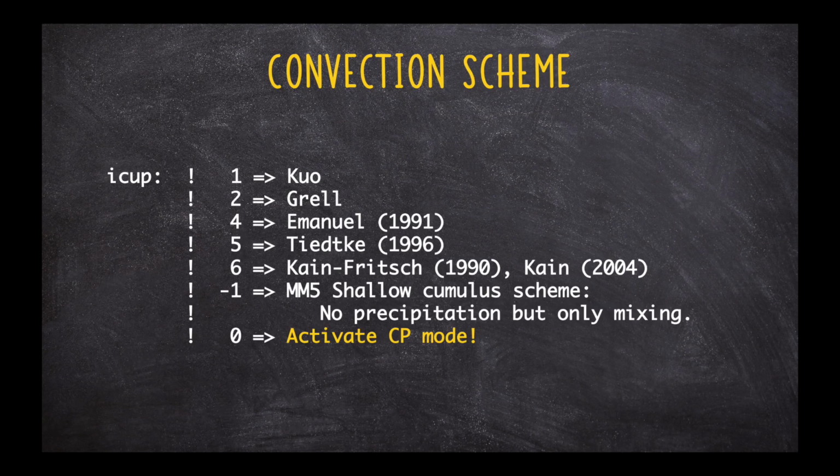Be aware that if you want to use resolutions finer than 4 kilometers, you need to set ICAP equal to 0, because automatically in this way the convection permitting mode is activated.